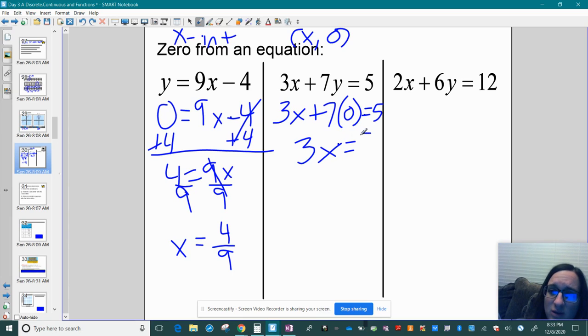3x plus 0 is still 3x, right? So then we can just divide by 3, which leaves us with x equals 5/3. Okay, cool.